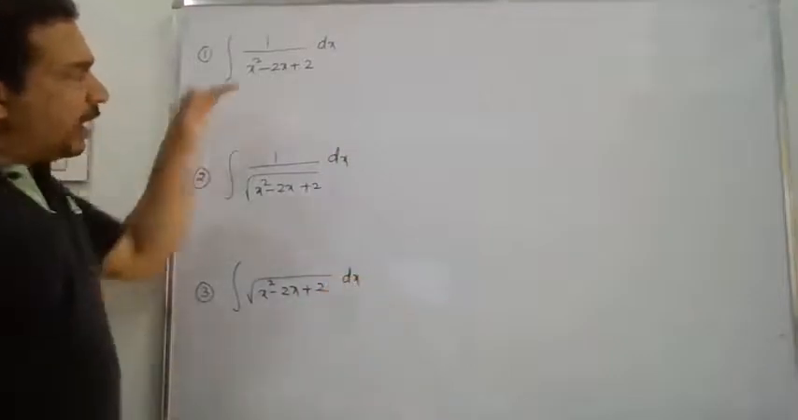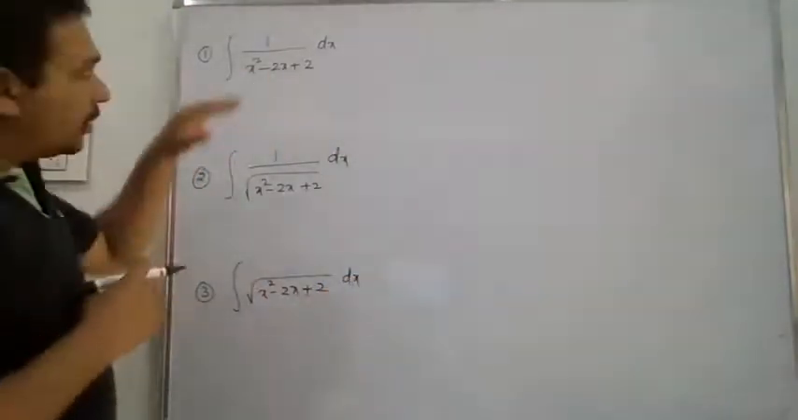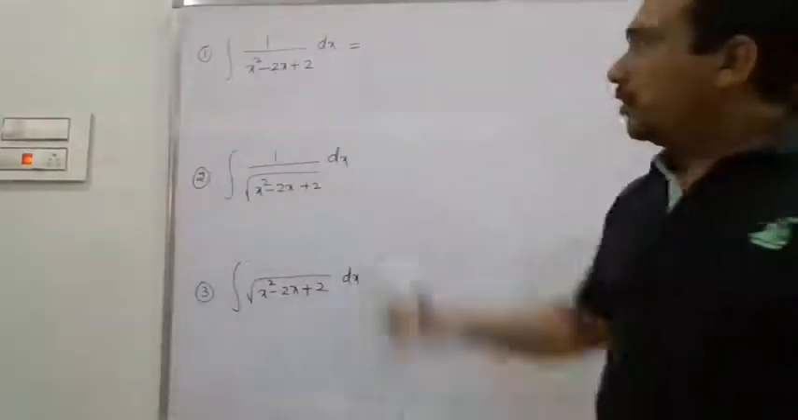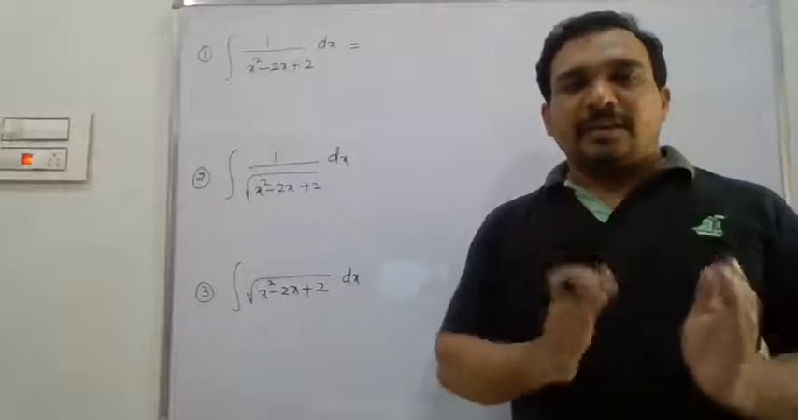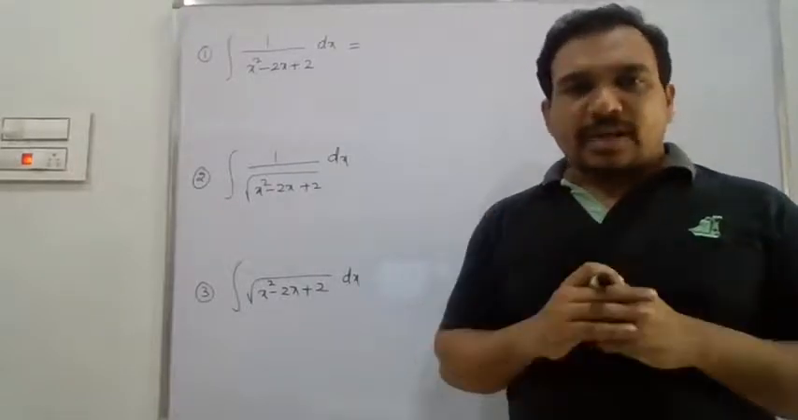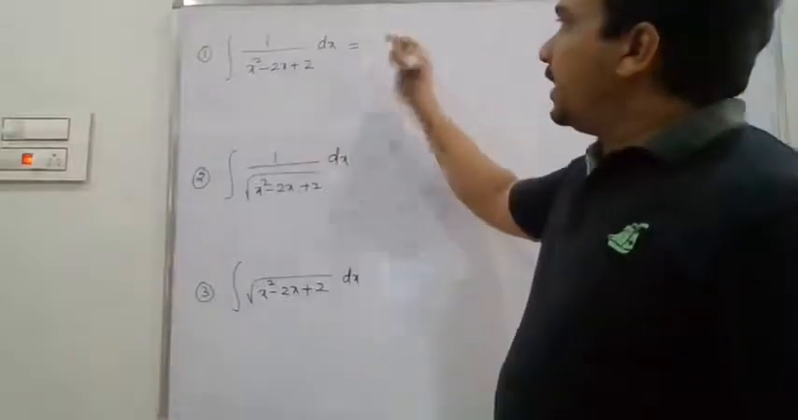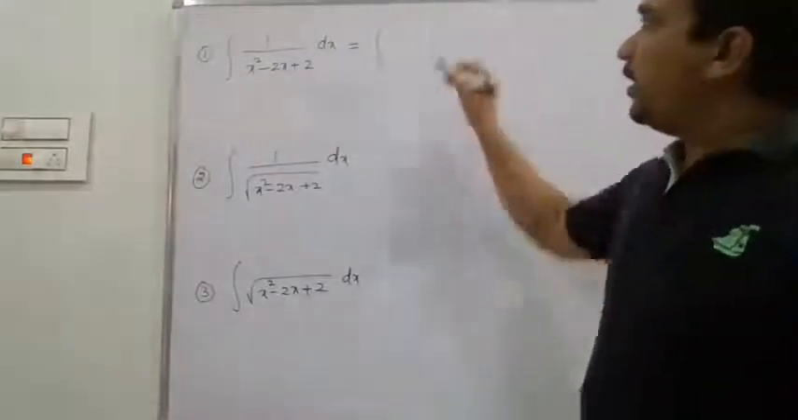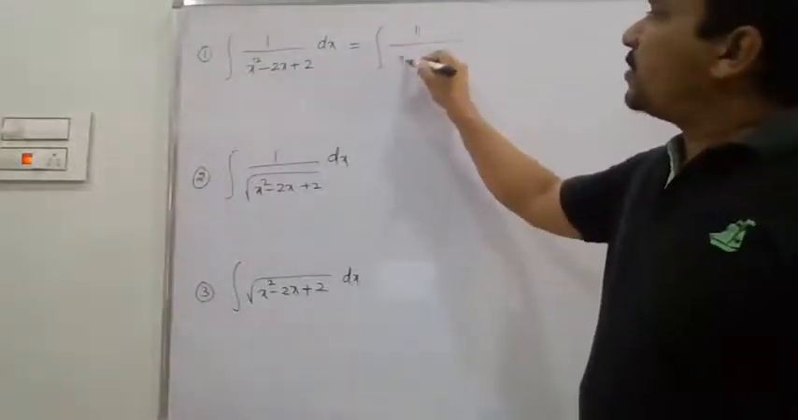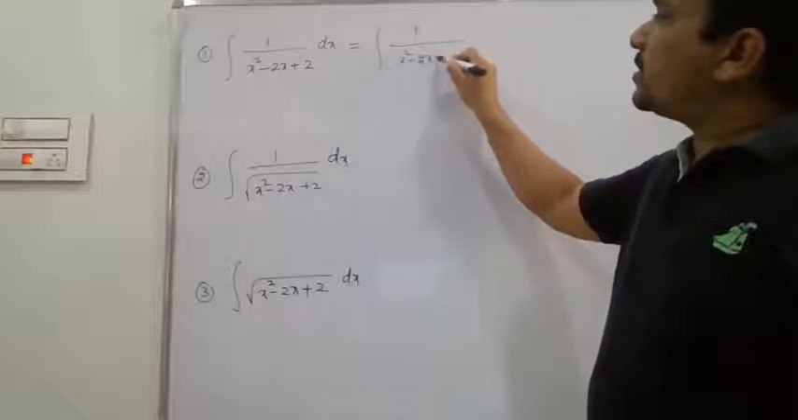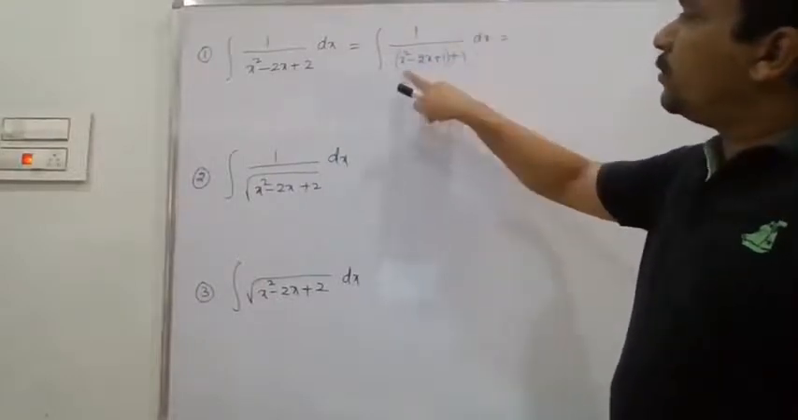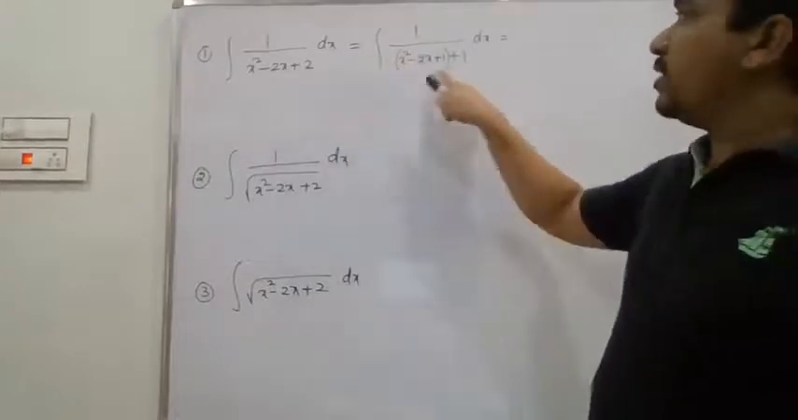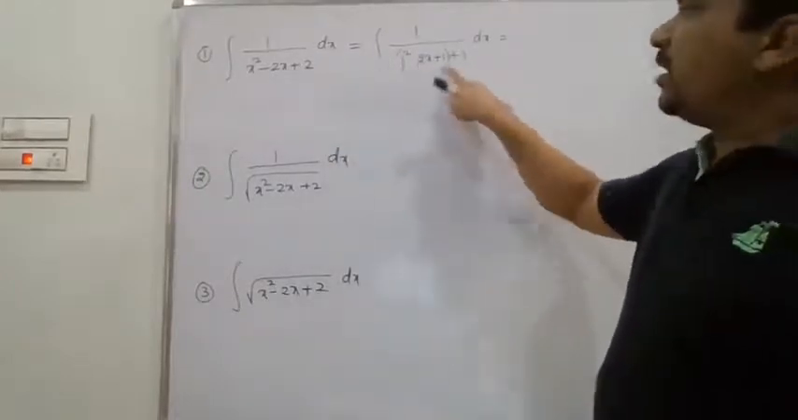So for all these we have formulas already. We have already formulas for these questions. So how to solve? Let us see. Now this denominator is a quadratic equation. A quadratic equation can be expressed as a perfect square plus or minus a constant. So I'll write it as integration of 1 by x square minus 2x plus 1 plus 1. So till here it is a perfect square. From here to here it is a perfect square. 2 I wrote as 1 plus 1 such that it can become a perfect square.